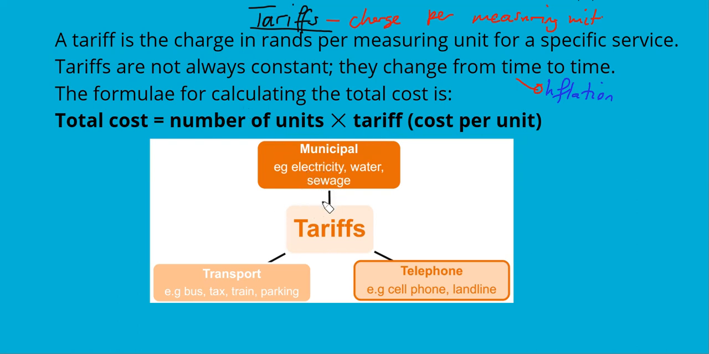So we've got different tariffs here. We can look at the municipality: electricity that we need to pay, water, and sewage as well. Then we've got transport, which includes the bus, taxi, train, and also parking. We use this every day. That's why I always say math literacy is a good subject, because you are learning something you experience in your everyday life, so it's easy to relate to your daily life. Then there are telephones. We're all using cell phones now, and we need to pay for the services, like when you want to make a call, you need to put in airtime. So we've got cell phones and landlines.